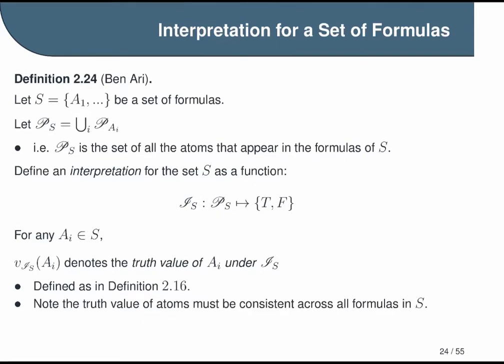This final bullet is just emphasizing the warning that the only thing we can do wrong here is that you could make the mistake of saying that a proposition is true in one formula and false in another. That can't be the case if we're talking about an interpretation for a whole set of formulas. The way the definition guarantees this is by using this union of all the sets of atoms.